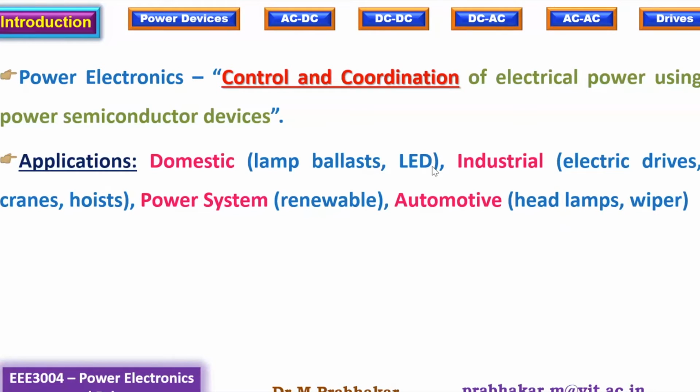So this is where I would like to show you certain things. I'll show what is called a lamp ballast. I'll show you the LED, of course, you might have seen. I will show you both. Then industrial application, electric drives, I may not be able to show. These are a few examples: cranes, hoists, lifts. They are examples of industrial drives, industrial applications.